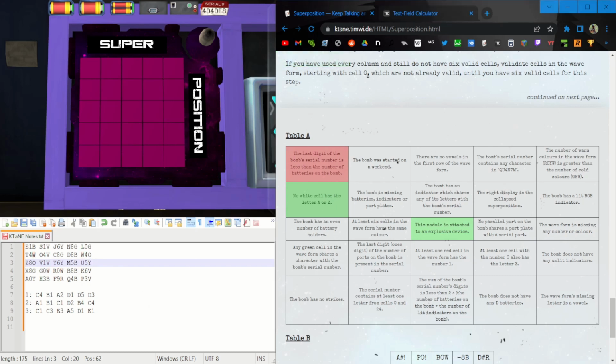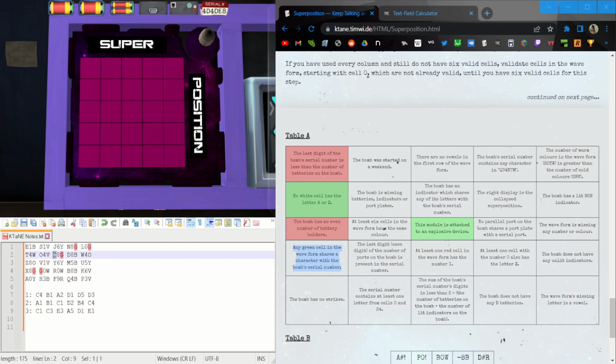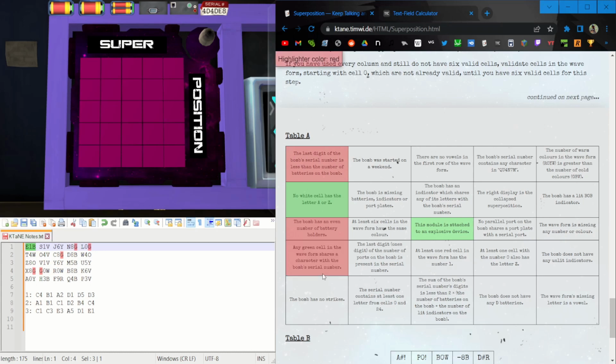The bomb has an even number of battery holders. We have 3 battery holders, so that's not true. Any green cell in the waveform shares a character with the bomb serial number. Again, we're going to consult here. In this case, we have 4 green cells, and they have the letters of Lima, November, Charlie, and X-ray. Our letters in the serial number are Delta and Echo, and none of these letters are in common at all. In fact, Delta is here, which is blue, and then Echo is here, which is also blue. So this rule is false.